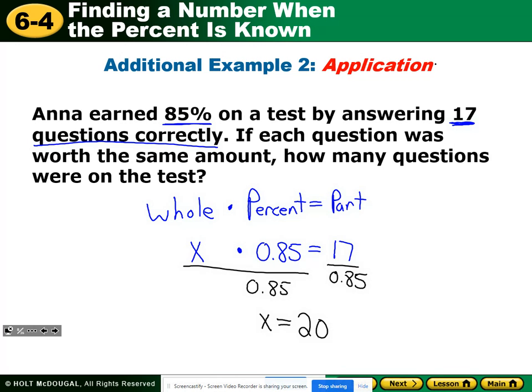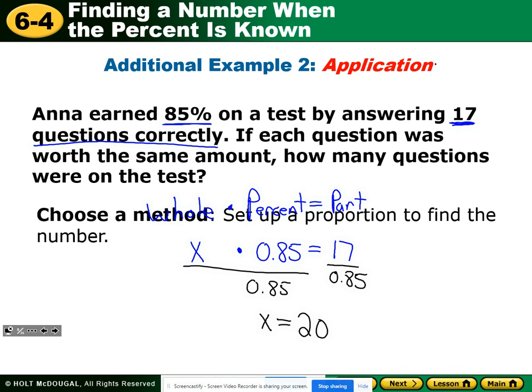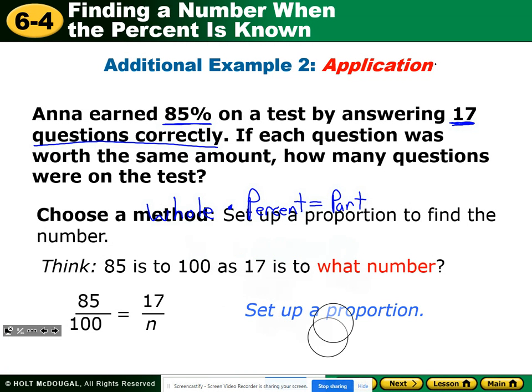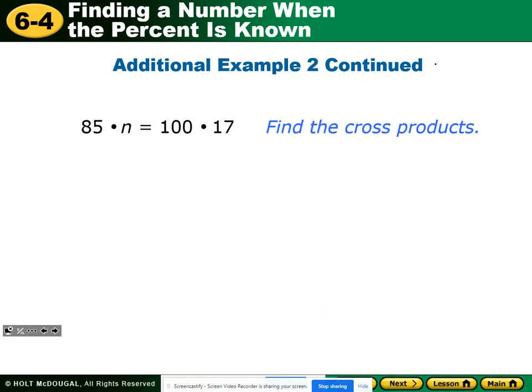Very good. All right, you guys are feeling pretty good about it. So, choose a number with the whole problem. They set up, they write it out in words. I think using that whole times the percent equals the part. Here's the proportion, 85 is 2. There we go. They're ready to solve it.